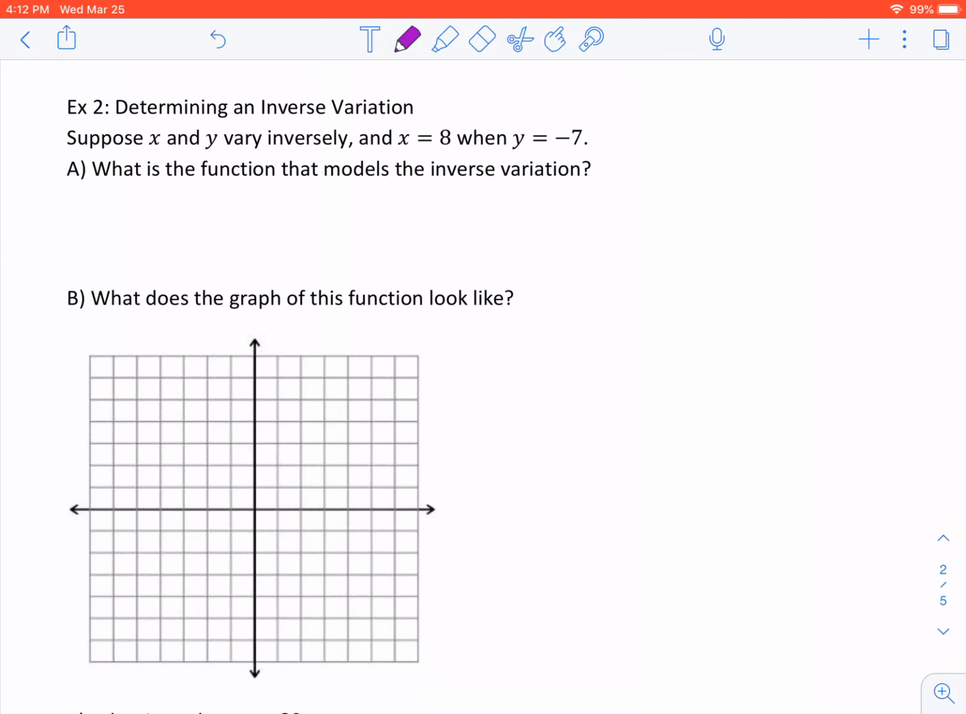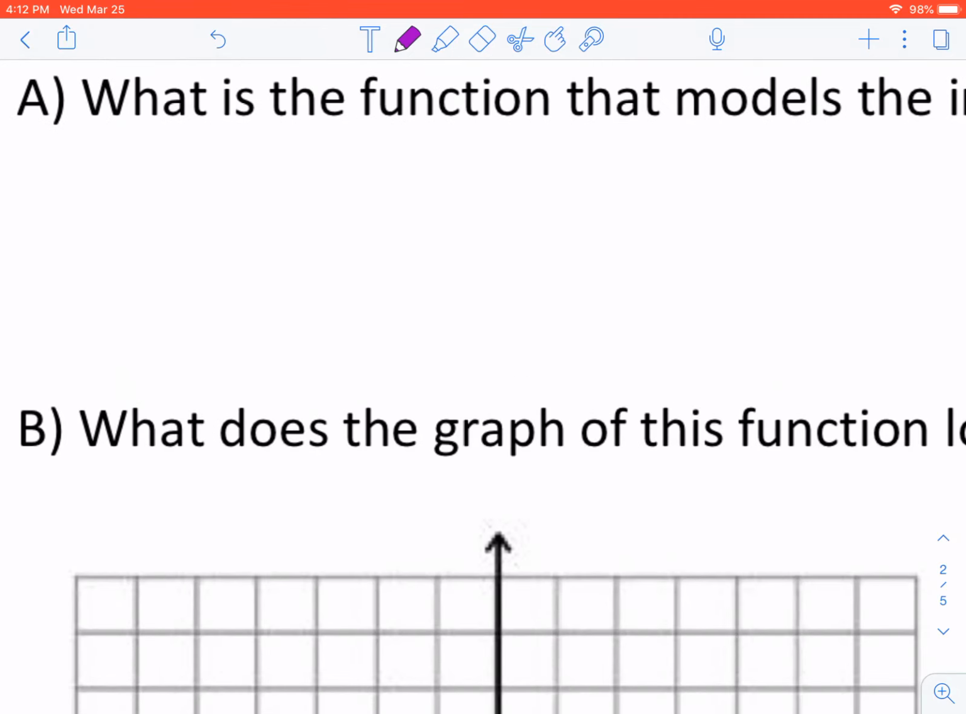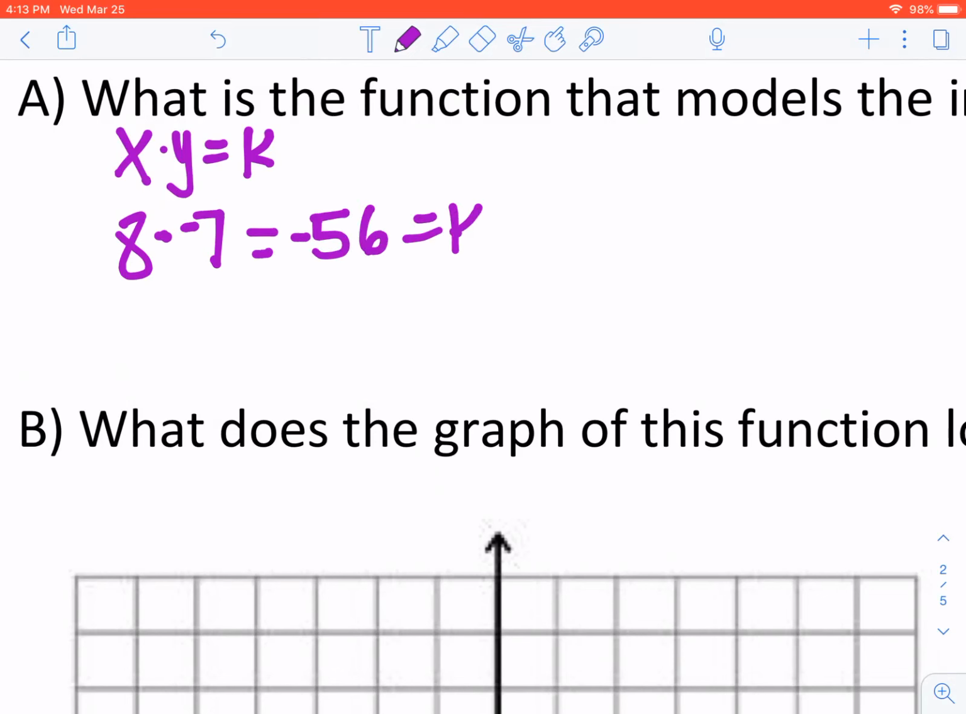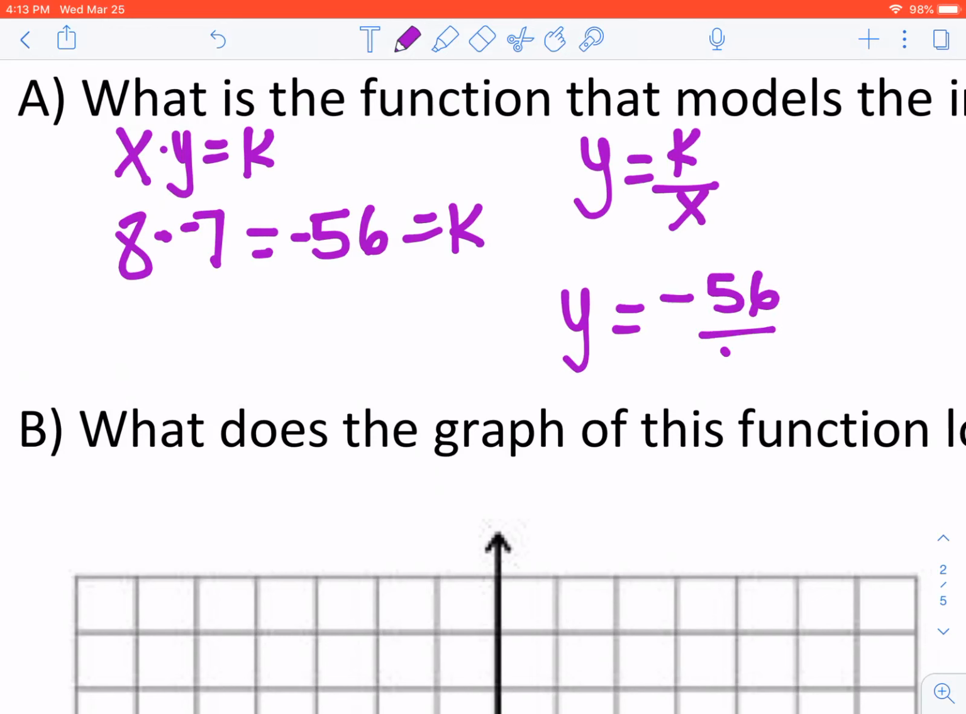And they tell you x equals 8 and y is equal to 7. Well, if x is equal to 8 and y is equal to 7, then we know that x times y is equal to k. So, 8 times negative 7, it was a negative 7 earlier. 8 for x, negative 7 for y. Multiply those and we get a negative 56. So this is our k value. So my function, it's going to model y equals k divided by x. And so that's y equals negative 56 divided by x. And this is my equation here. This is my function model.